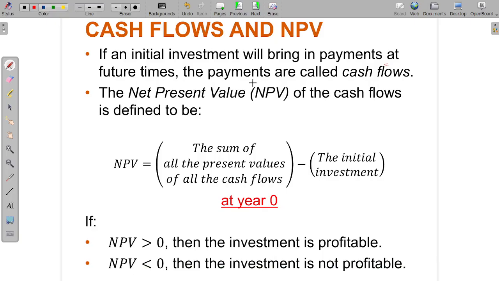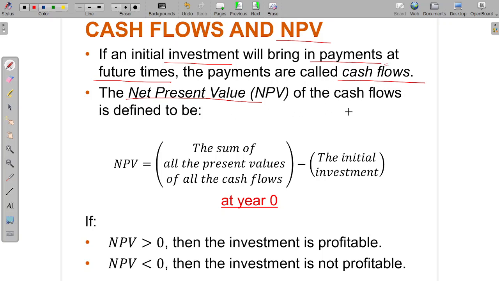All right, so now we come to cash flows and NPV. NPV is net present value. If an initial investment will bring in payments at future times, the payments are called cash flows. So we have an investment bringing in some returns, some payment at a future time. Then we have what we call cash flow.